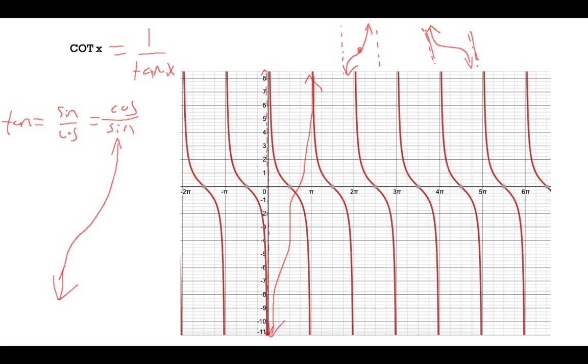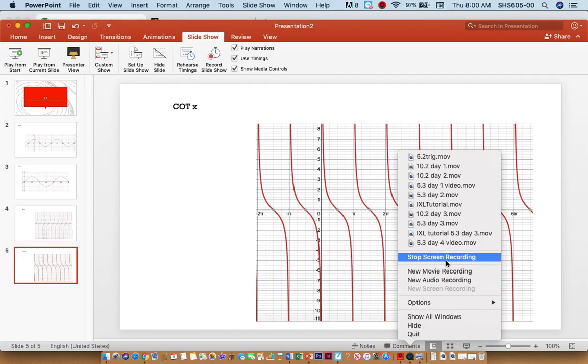Tomorrow, we're going to talk about graphing inverse functions. Remember, these aren't the inverse functions. The inverse is like sine inverse, cosine inverse, tangent inverse. Okay, so with that, I will see you guys tomorrow.